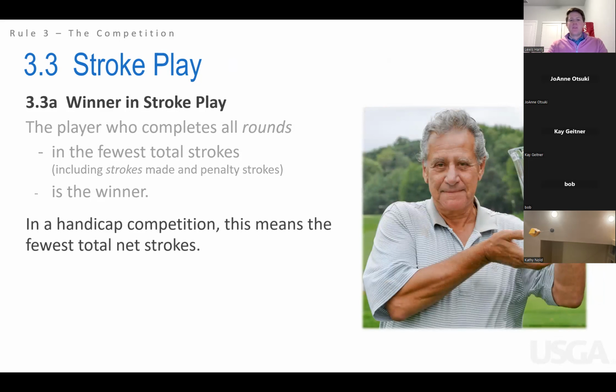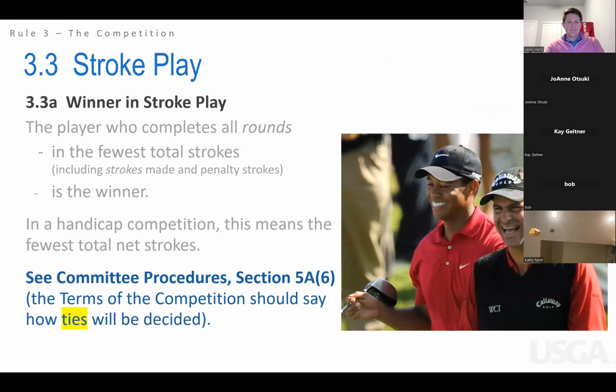When we have a handicap competition, that also includes net strokes. So in the previous example, we were talking about gross strokes. When we have a handicap competition, we're going to factor in net strokes. And the committee usually decides how ties will be decided in stroke play based on the terms of the competition.